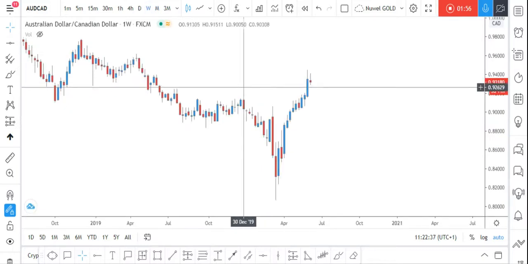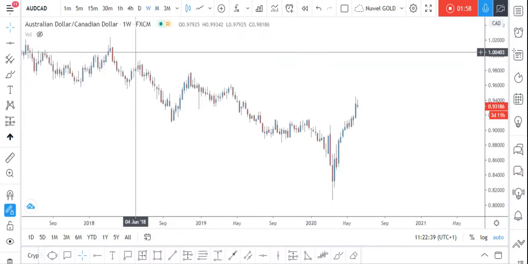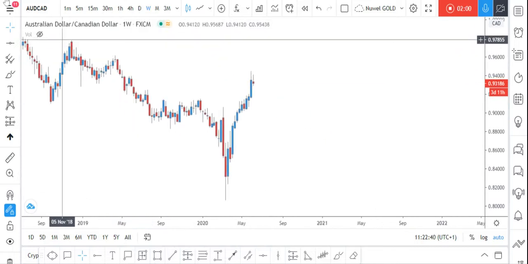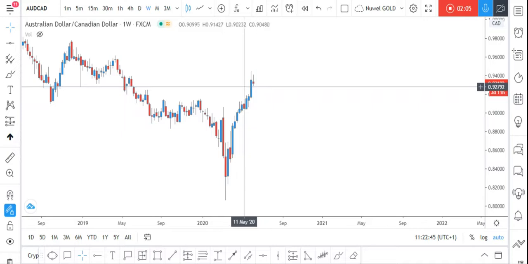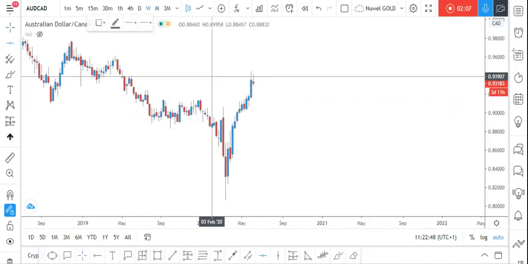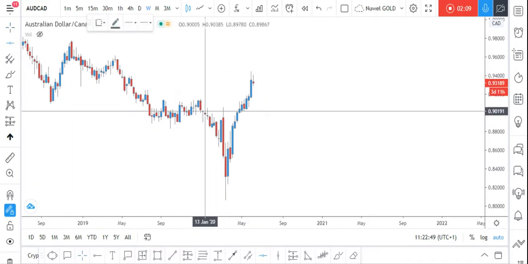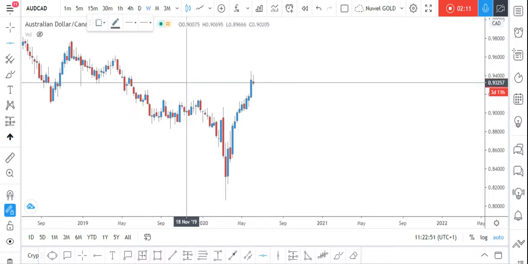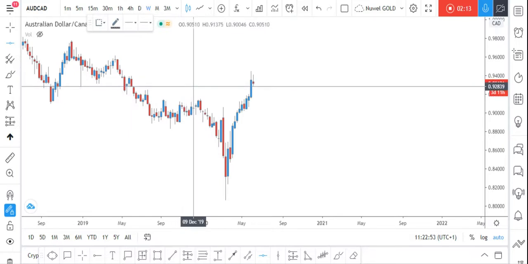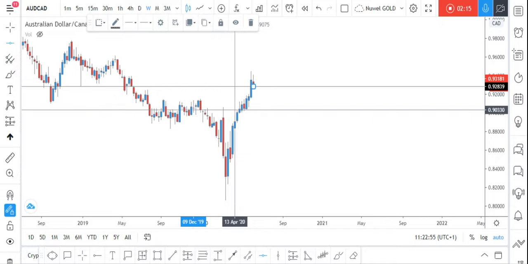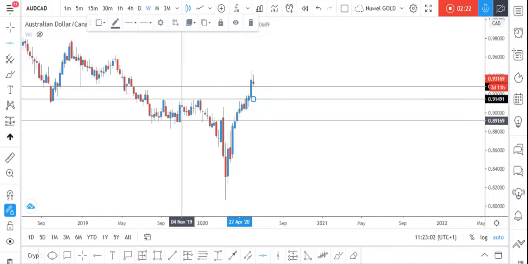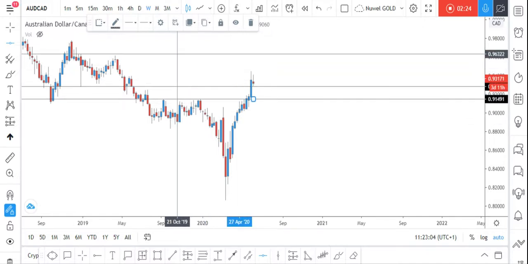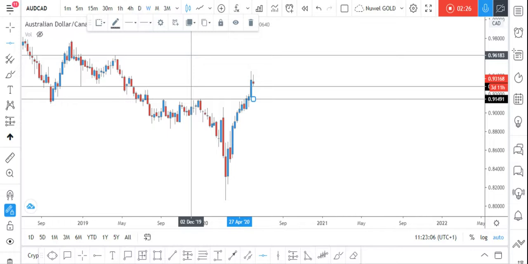On the weekly currently, the bigger trend is bearish, but currently we're in a small itty bitty daily upwards retracement trend. So that being said, we can mark out our levels. We have one here, we have one here, we have another one here.